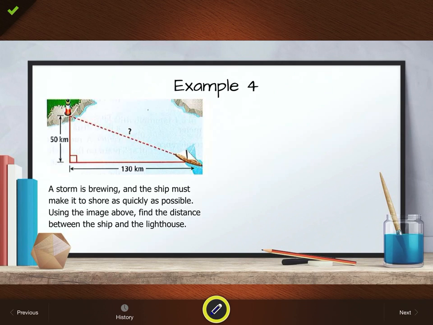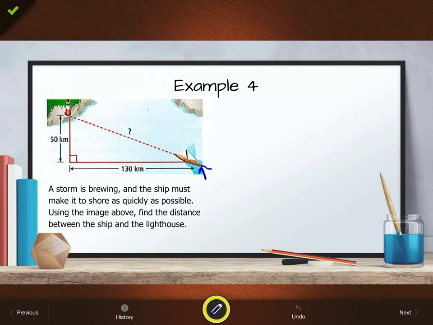All right, another type of example that you are going to see is what they like to call real world. They like to throw these at you a lot. This is kind of how they'll show it to you on the SOL. They won't just give you a basic boring triangle and ask you to use Pythagorean theorem. They'll put it into a real world context. So this says, a storm is brewing and the ship, here's my little ship right here, must make it to shore as quickly as possible. Using the image above, find the distance between the ship and the lighthouse. So they were kind enough to draw it for you and put a little question mark.